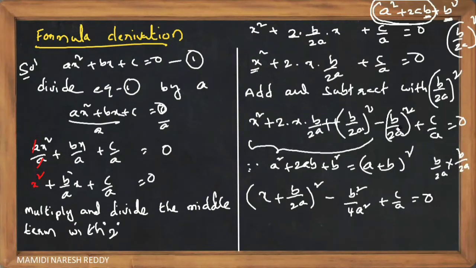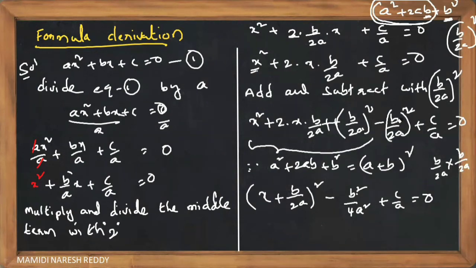Right. What is the difference of this step, children? There are two differences here. That completes the first three terms, as the first three terms are in the form of a square plus 2ab plus b square. So that is equal to a plus b whole square, children. So the first three terms I have written in the form of a plus b whole square, that we got as x plus b by 2a whole square. Is it clear, children?